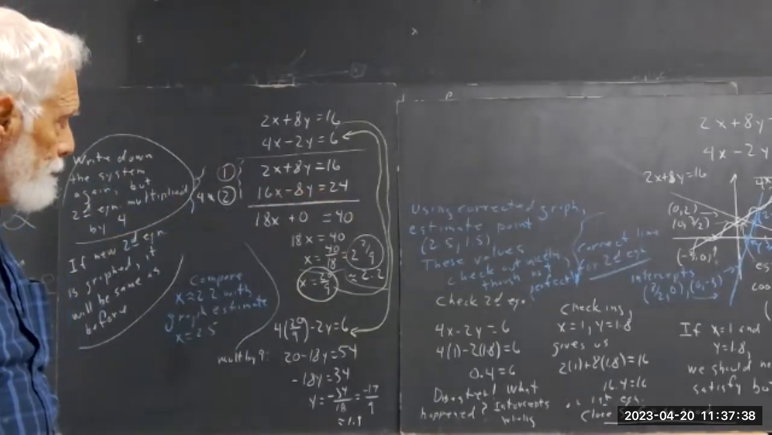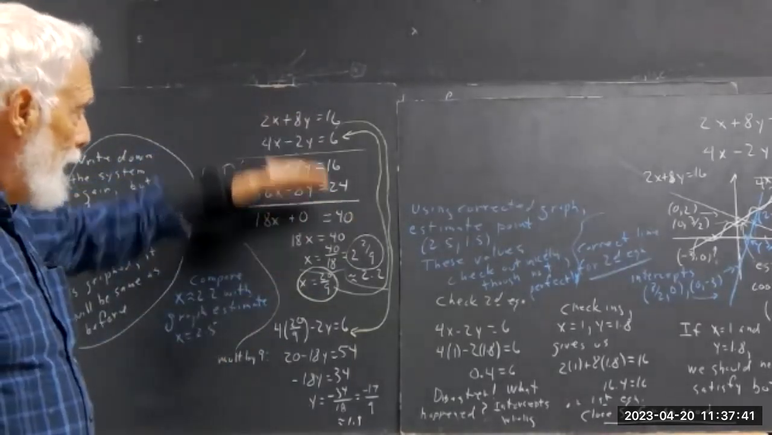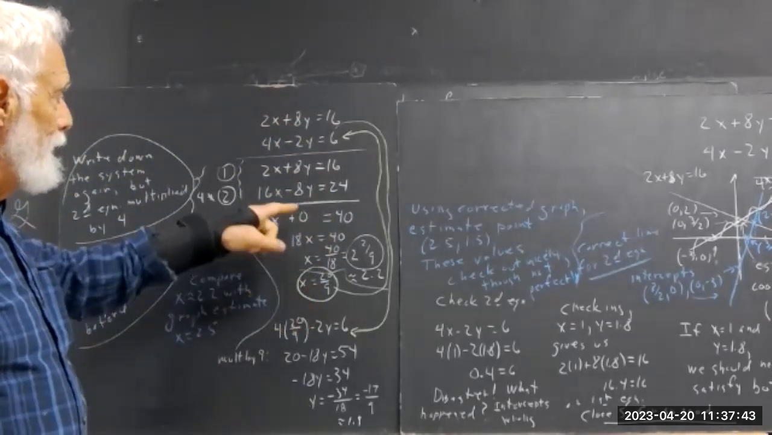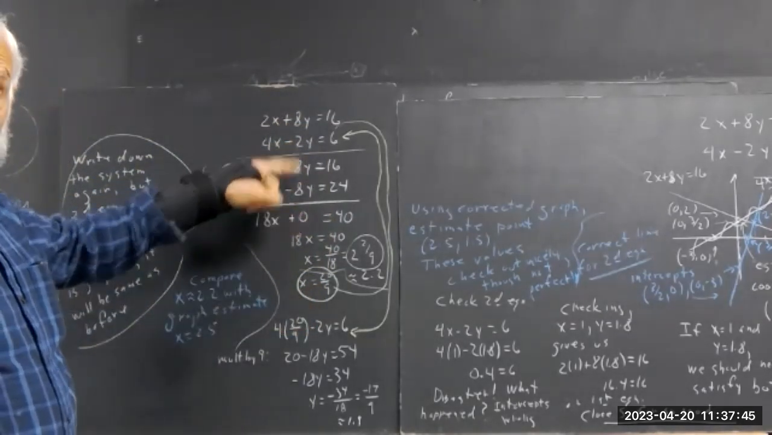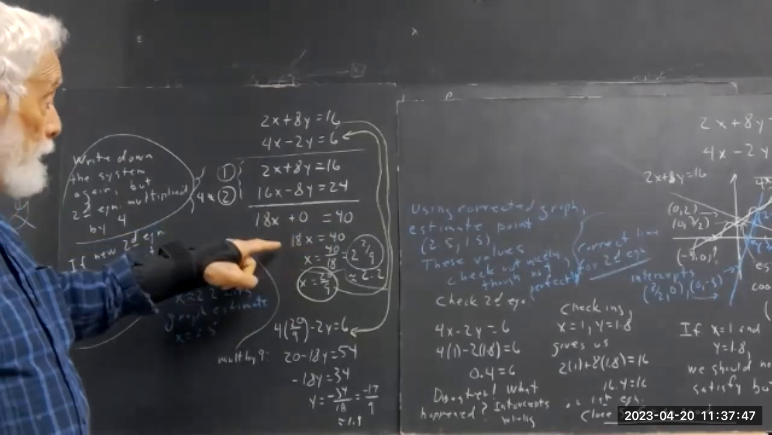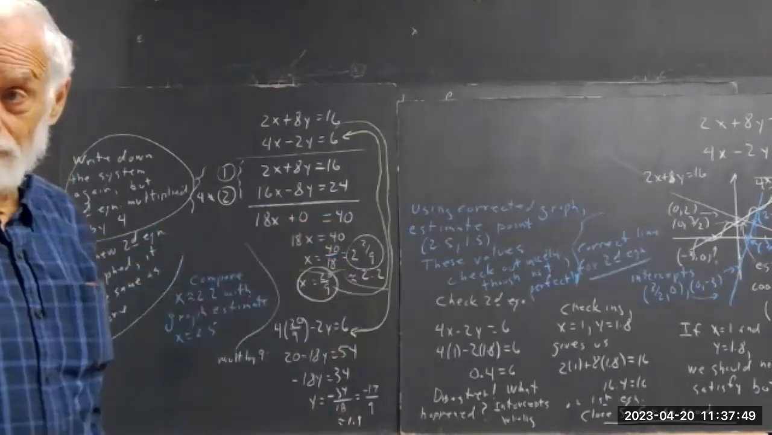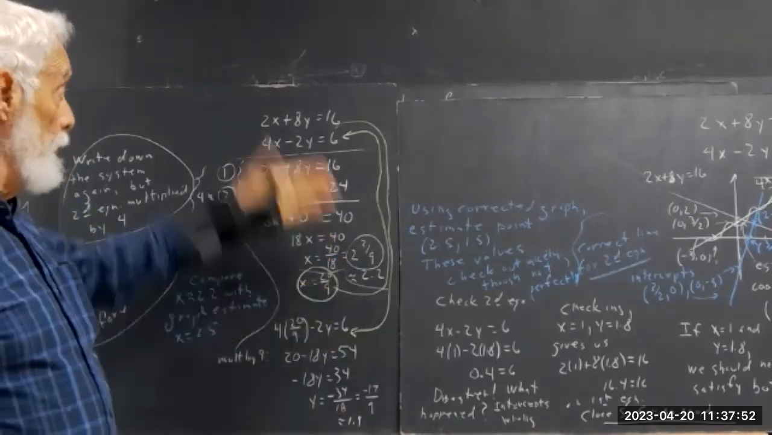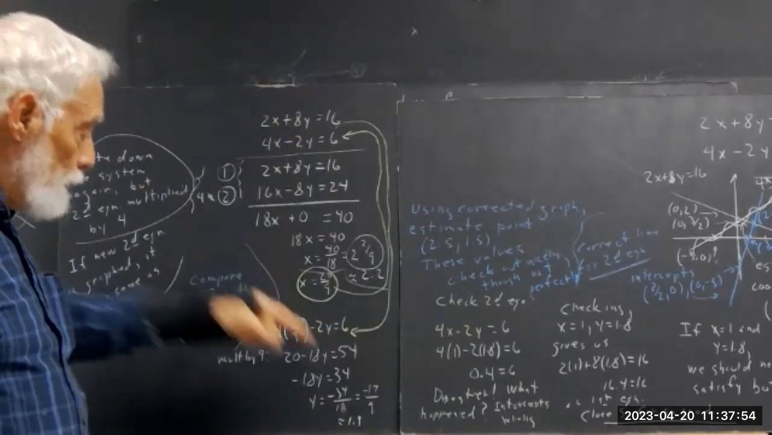Now, that's going to allow us to add these two equations and eliminate y, because 8y and negative 8y gives us 0. Now we have an equation for x, which we easily solve. Then we can plug that x value into one of the equations and get a y value.